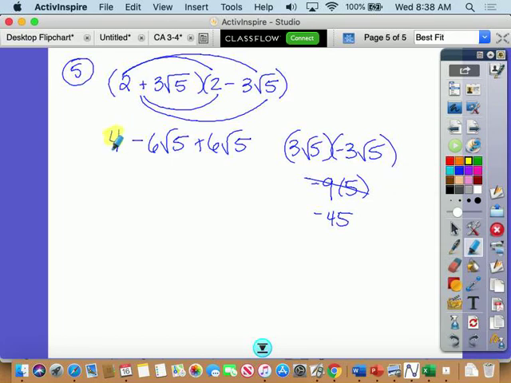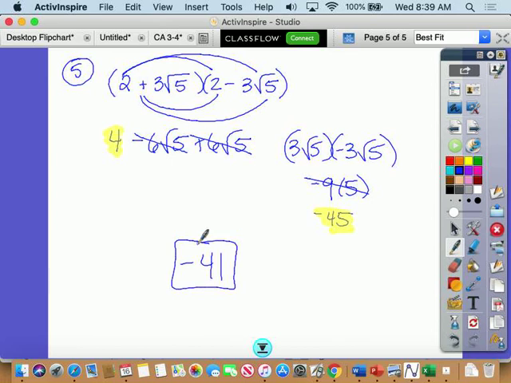So our constants are 4 and negative 45, which gives us negative 41. Negative 41. And then if we look here, these are our radical terms. We have a negative 6 square root of 5 and a positive 6 square root of 5. Those just cancel each other out. There's no square root of 5 left. Some of you wanted to write square root of 5 on your paper, but that would be like 1 square root of 5. And negative 6 plus 6 is 0. 0 times anything is 0. So your answer is just negative 41.